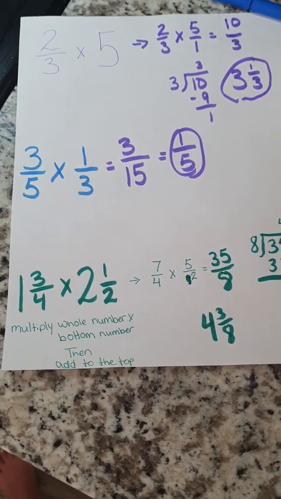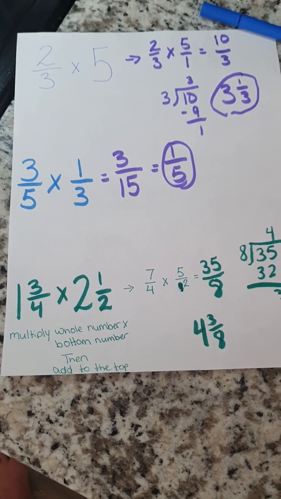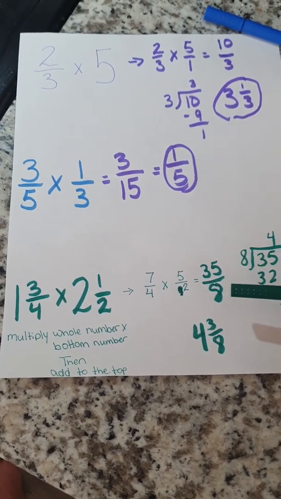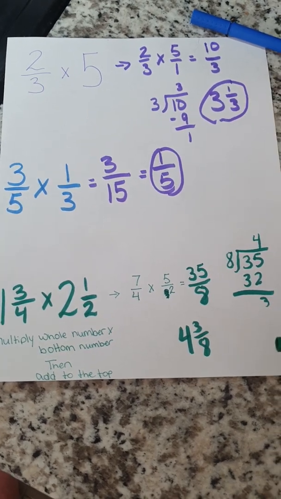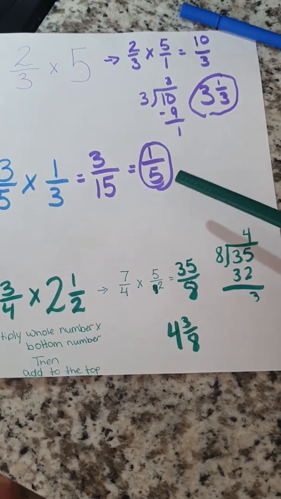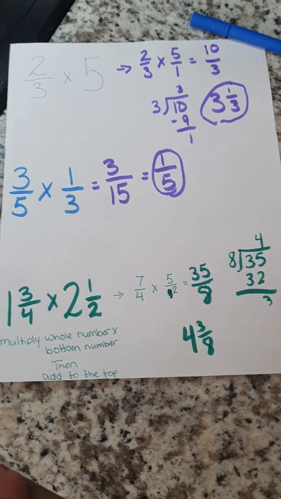Just remember your very last 2 steps. If the numerator is bigger than your denominator, you will have to divide. And always ask yourself at the very, very end, can I simplify? And that is it.